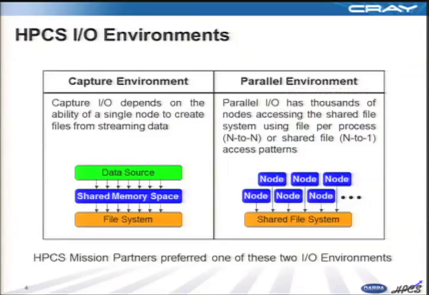So first off, within this, there are two concepts of environments, and different mission partners have different focuses. Some groups in DARPA are focused on streaming I/O. They're looking at I/O capture. This is looking at data that's streaming through an I/O node or streaming into a node, being processed and then written out to storage. And then there are the more typical parallel I/O workloads that we're used to with Lustre, where you have multiple threads, multiple compute nodes all talking to a shared file system. So we have these two environments that are splitting it up.